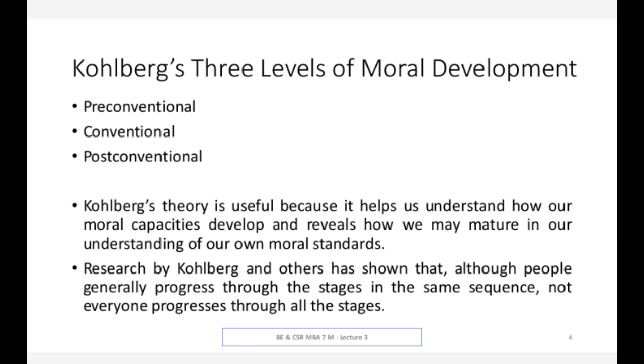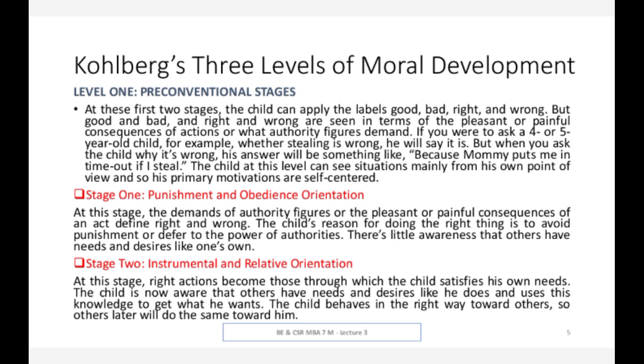Kohlberg's theory is useful because it helps us understand how our moral capacities develop and reveals how we may mature in our understanding of our own moral standards. Research by Kohlberg and others has shown that, although people generally progress through the stages in the same sequence, not everyone progresses through all the stages. Kohlberg's 3 levels of moral development.